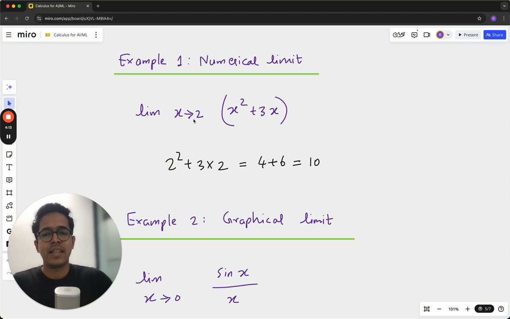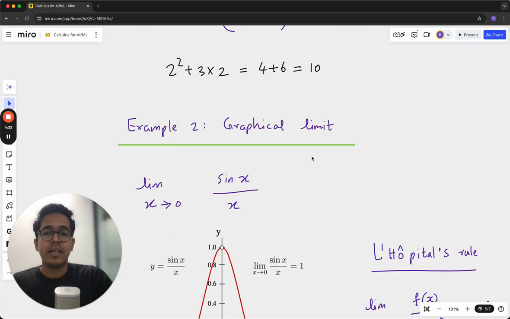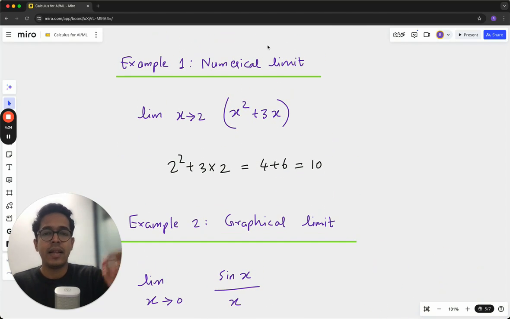Limit x tends to 2 for f of x, where f of x is x square plus 2x, is nothing but 2 square plus 6. It is 10. So as x tends to 2, the value of this function approaches 10. It's not exactly 10, although I have written equal to here, but it approaches 10. So this is a numerical limit. You can calculate numerically the limit of a function by substituting values. This is not possible in all cases.